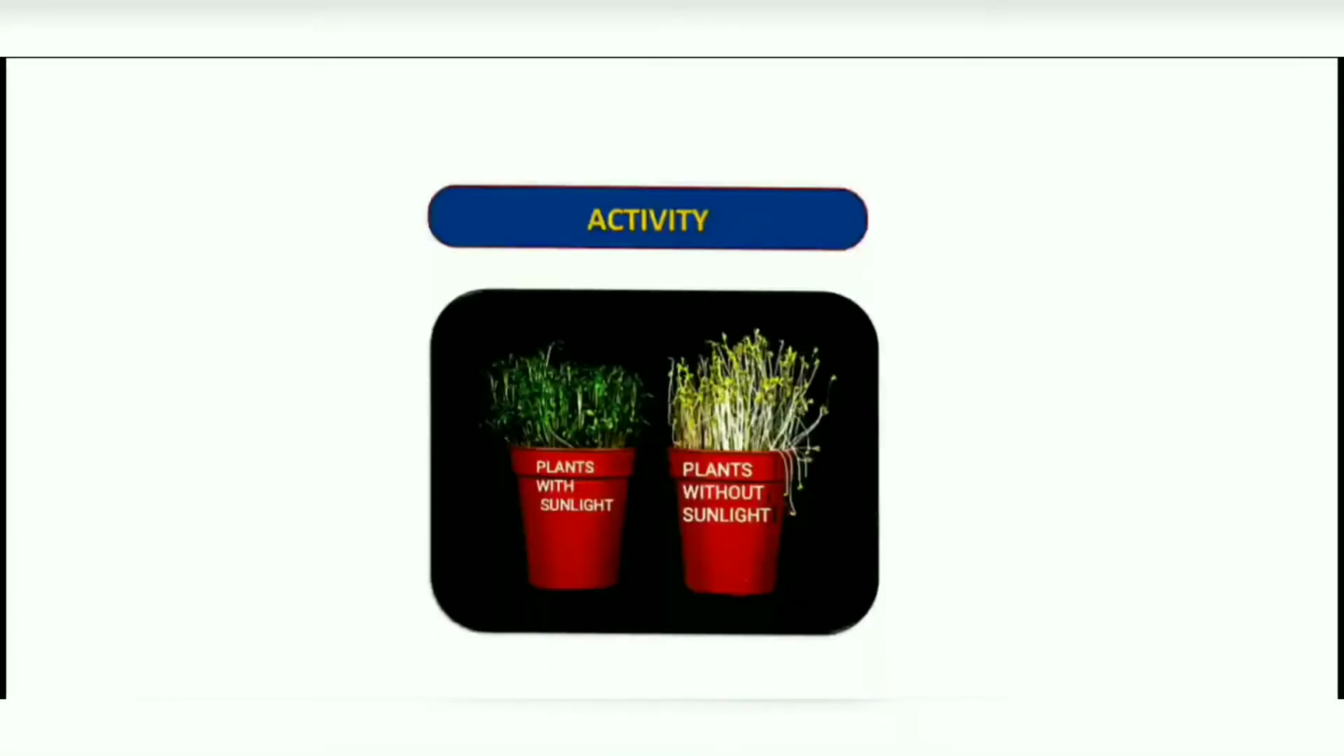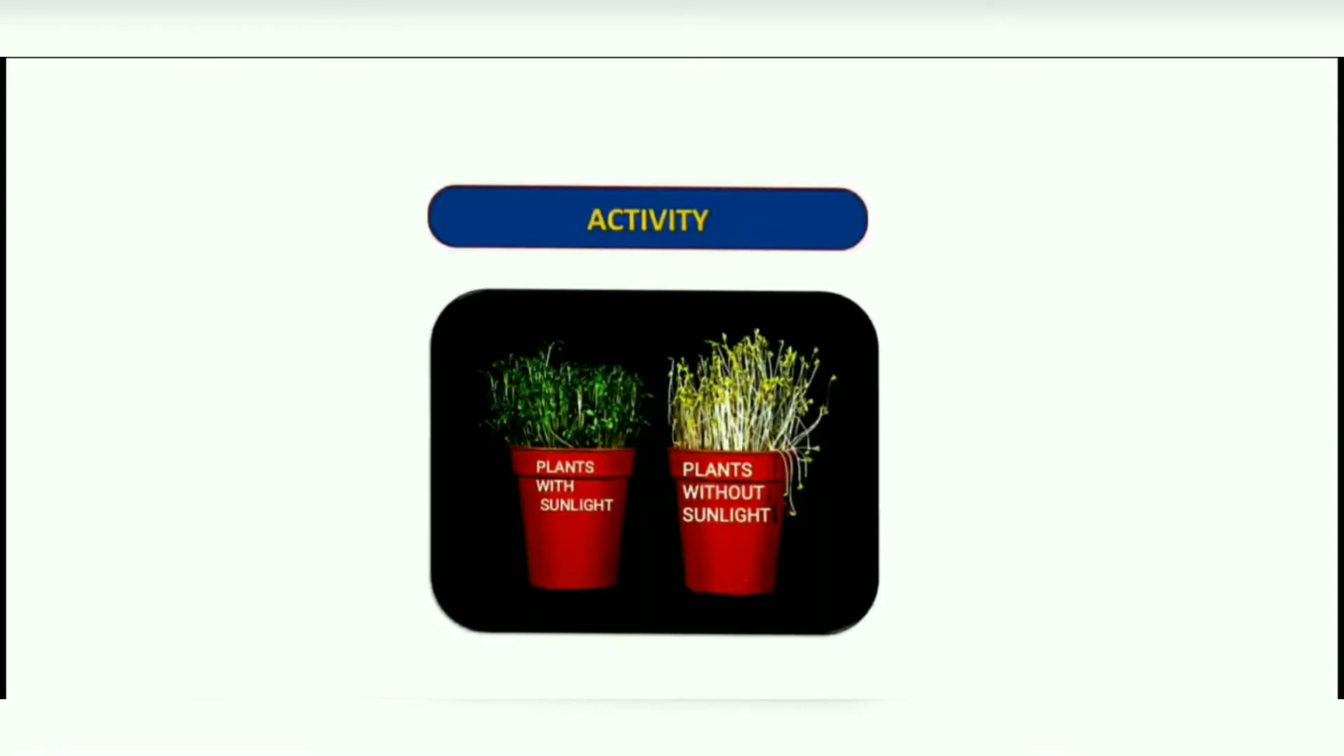So as I said before, carbon dioxide and water are very much essential for photosynthesis. What happens if there is no sunlight or carbon dioxide? Let's do a small activity you can do in your house or in your school. What do you have to do? Plant maybe green gram or horse gram, keep one of the plants under the sun, and keep one more plant under the shade, a place where there is no sunlight.